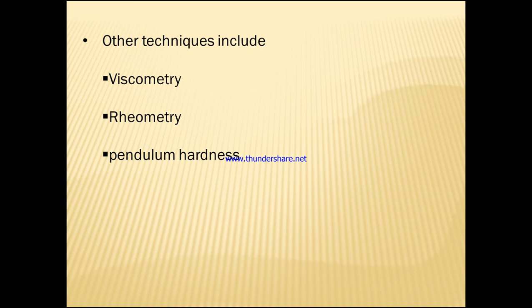Other properties can be found out by using viscometry, rheometry, or pendulum hardness. All these are other techniques which can be used to find out the other properties.